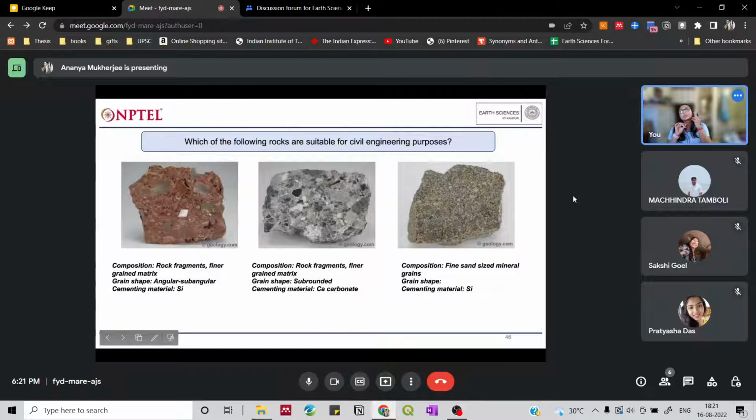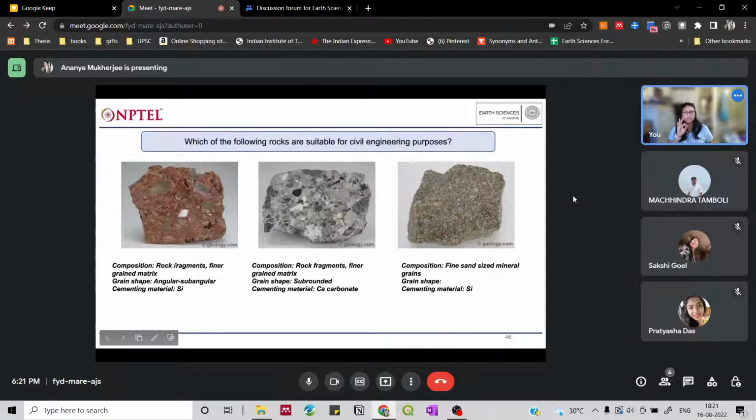So now suppose we have these sedimentary rocks. I have not named them till now. So which of these would be suitable? You are just seeing the rock and first classifying them and understanding their physical properties. So in the first rock over here in the extreme left, you have rock fragments and you have a finer grained matrix.